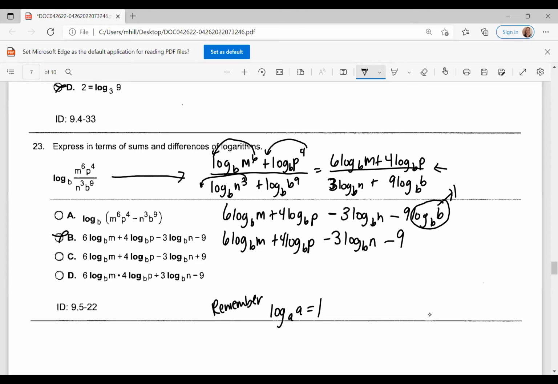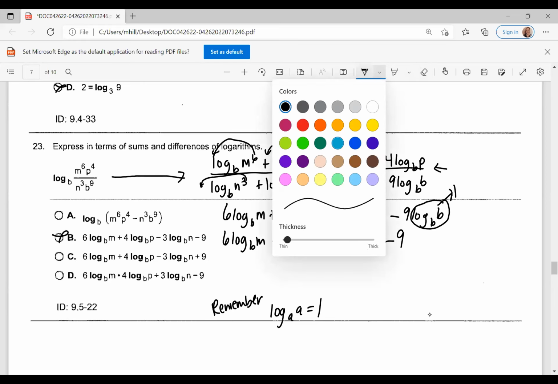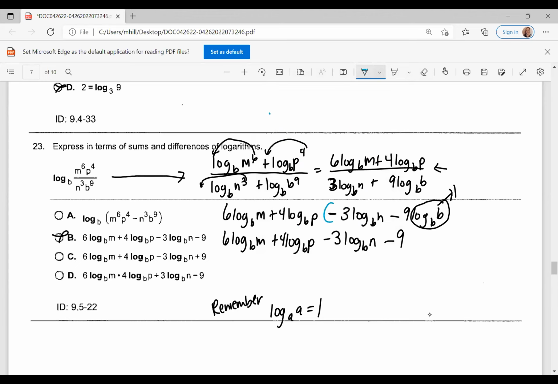I think the most difficult part of this problem is remembering that when you're dividing, you have to subtract off both of these. Whatever's on the bottom has to get subtracted off. That's the most difficult part, because you can see that there's an answer there where you would add the 9, because they're going to try to trick you like that. You need to make sure you go ahead and subtract that off.